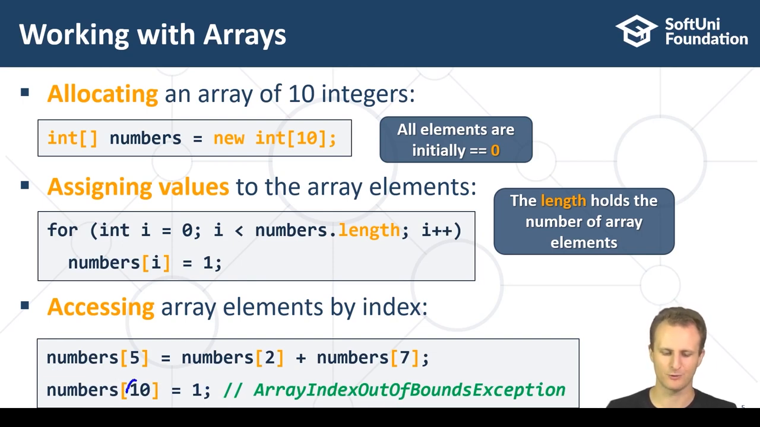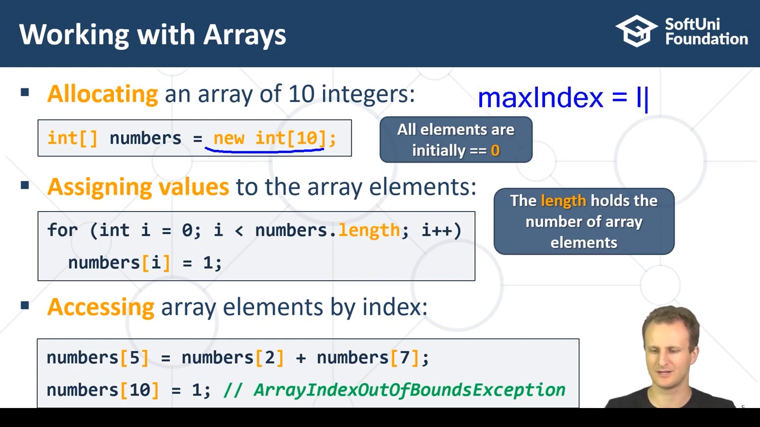Meaning, what happens if we access index 10? Well, what's the maximum index for an array of 10 elements? It's 9, right? 10 minus 1. The maximum index is always length minus 1.